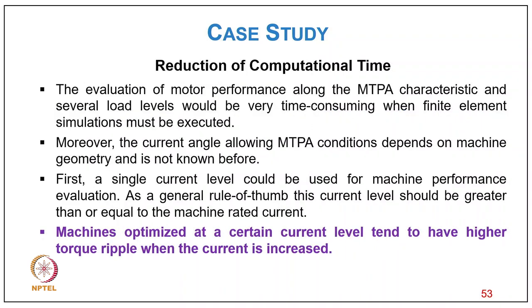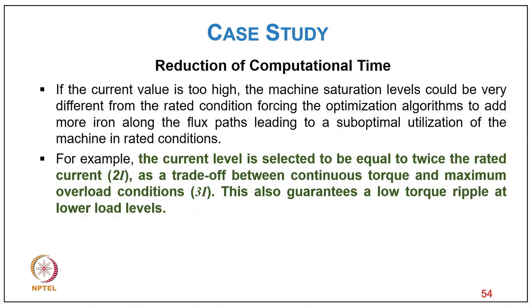Now, coming to reduction of computational time, the evaluation of motor performance along the MTPA characteristic and at several load levels will be very time consuming when the finite element simulation must be executed. Moreover, the current angle allowing MTPA conditions depends on the machine geometry and is not known beforehand. So, first, a single current level could be used for machine performance evaluation. As a general rule of thumb, this current level should be greater than or equal to the machine rated current, and machines optimized at a certain current level tend to have higher torque ripple when the current is increased.